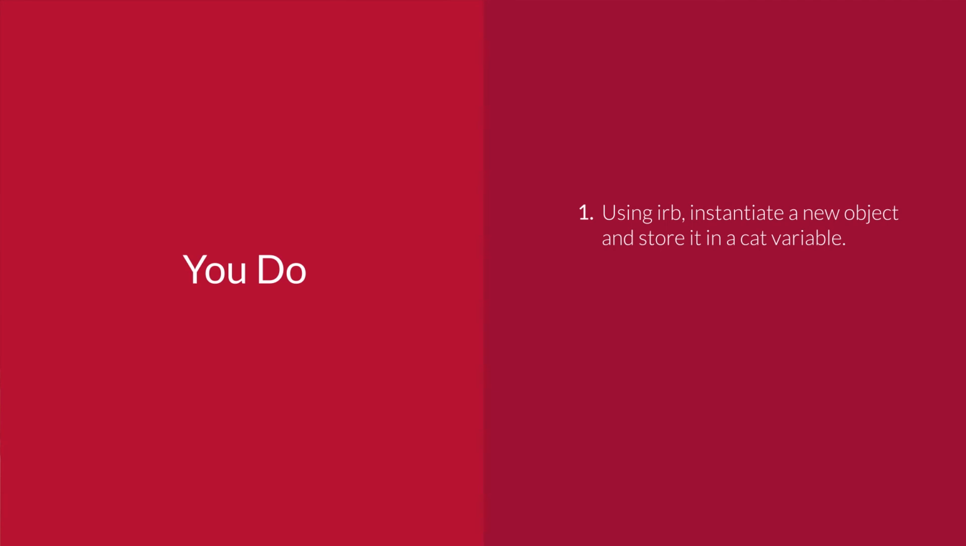Now this next part you'll need to do on your own. Using IRB, instantiate a new object and store it in a cat variable. Now give your cat object attributes and abilities of your choosing.